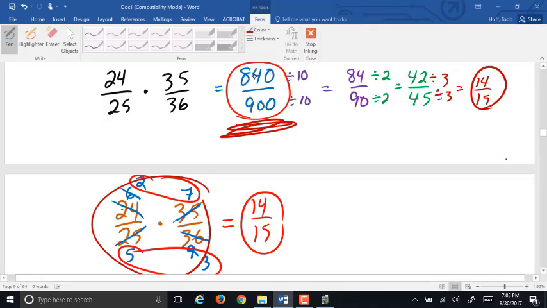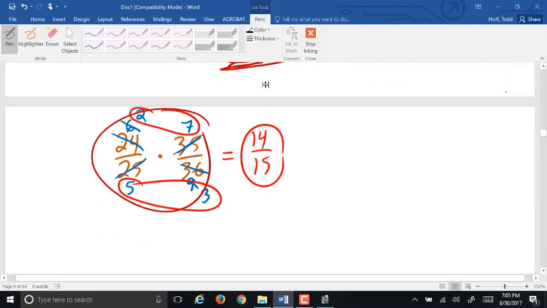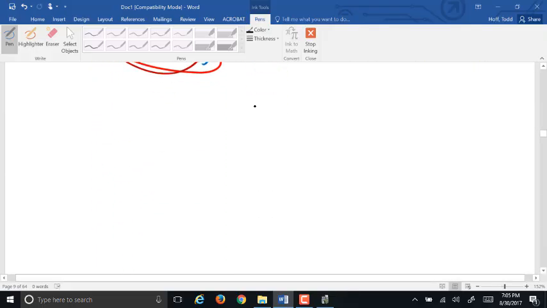If you don't mind working with the big numbers, that's fine. By the way, many of your scientific calculators have a fraction function. You can enter these in and it'll do them. I'm not going to spend any more time multiplying simple fractions. We're now going to go to mixed numbers. Let's do 3 1/4 times 7 3/5.